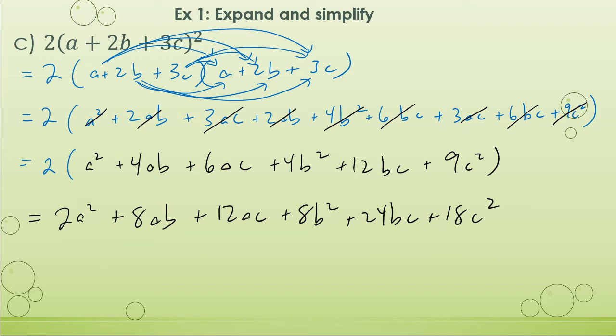Now, technically speaking, there's no real rule for writing all of these in descending order of powers. So I'm going to leave it like that. If you want to write it 2a squared plus 8b squared plus 18c squared plus 8ab plus 12ac plus 24bc, you are more than welcome to. But since there are more than one variable in our terms, it doesn't really matter. You can leave it like that. So how do we feel about that? Hopefully you're nodding your head, maybe side to side, kind of like, not great, not too bad, hopefully.